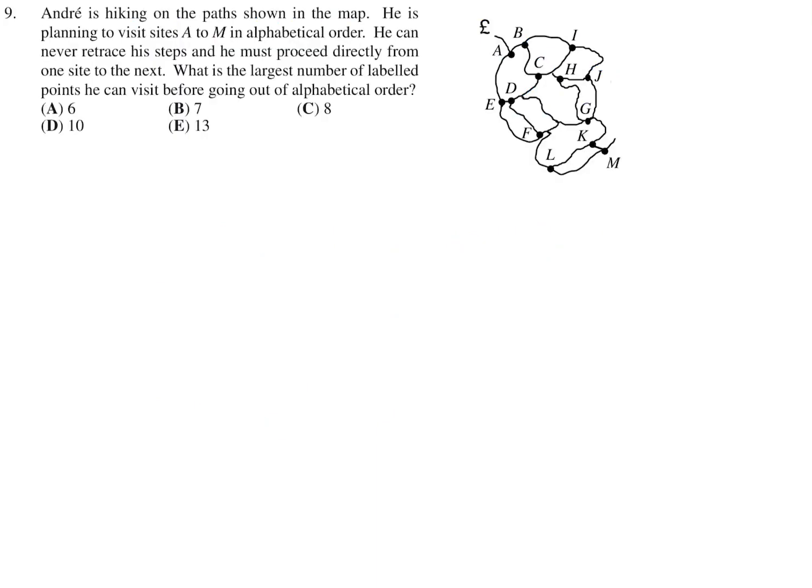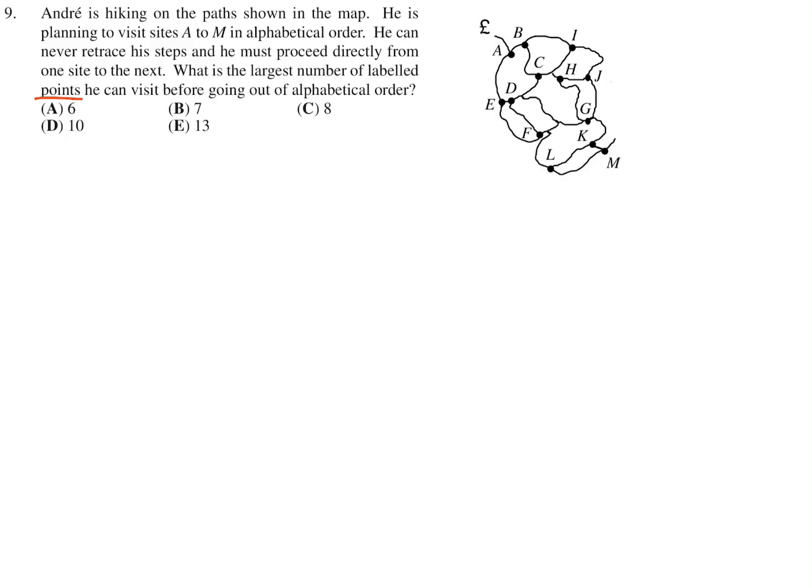Andre is hiking on the path shown in the map. He is planning to visit sites A through M in alphabetical order. So from A to M in alphabetical order. He can never retrace his steps, and he must proceed directly from one site to the next. What is the largest number of labeled points he can visit before going out of alphabetical order?